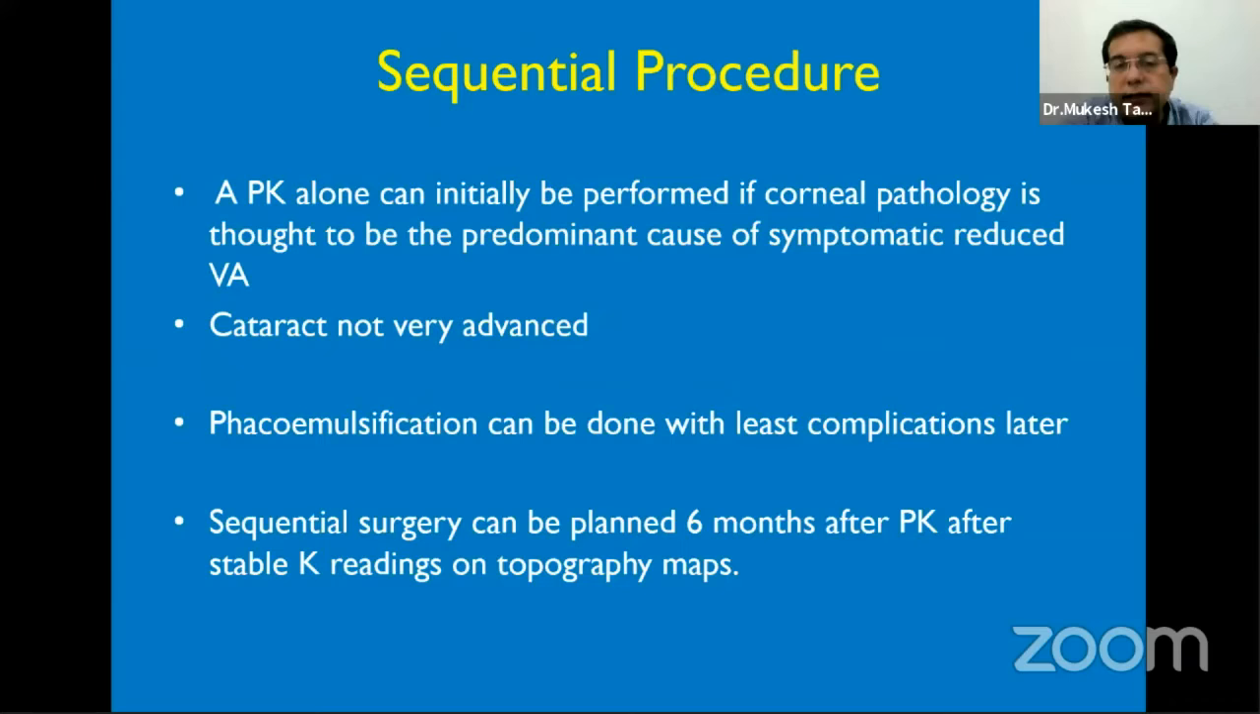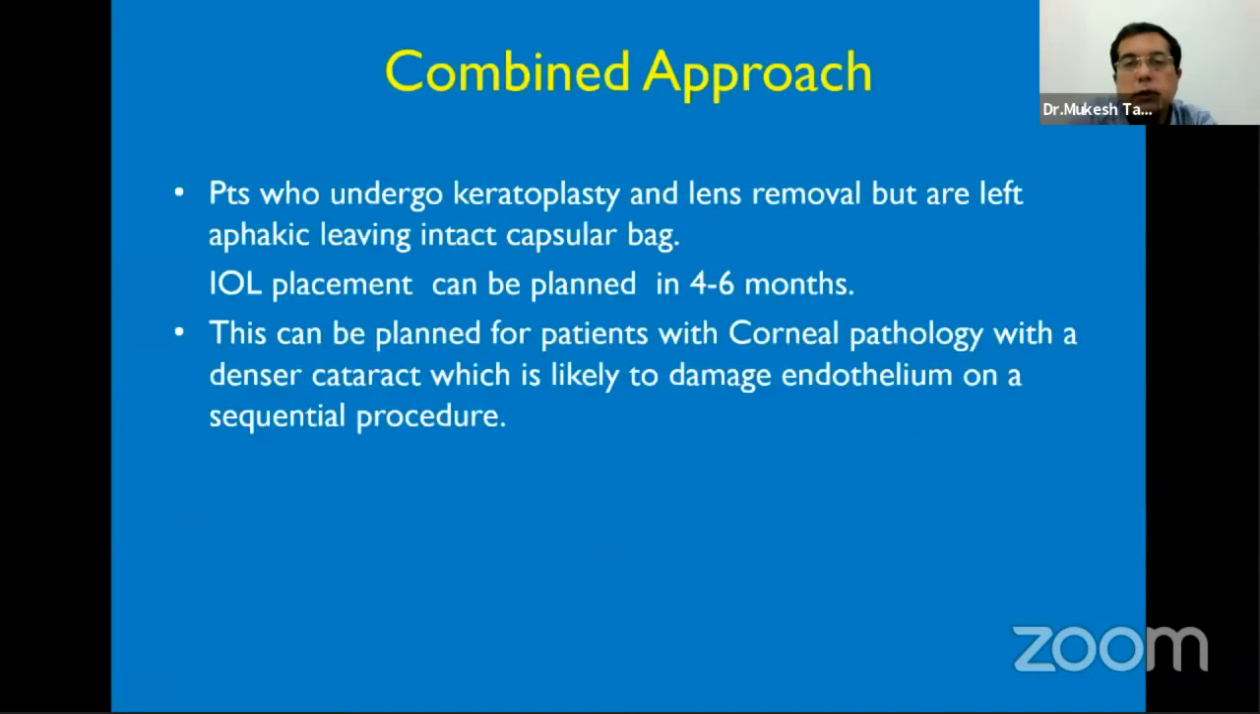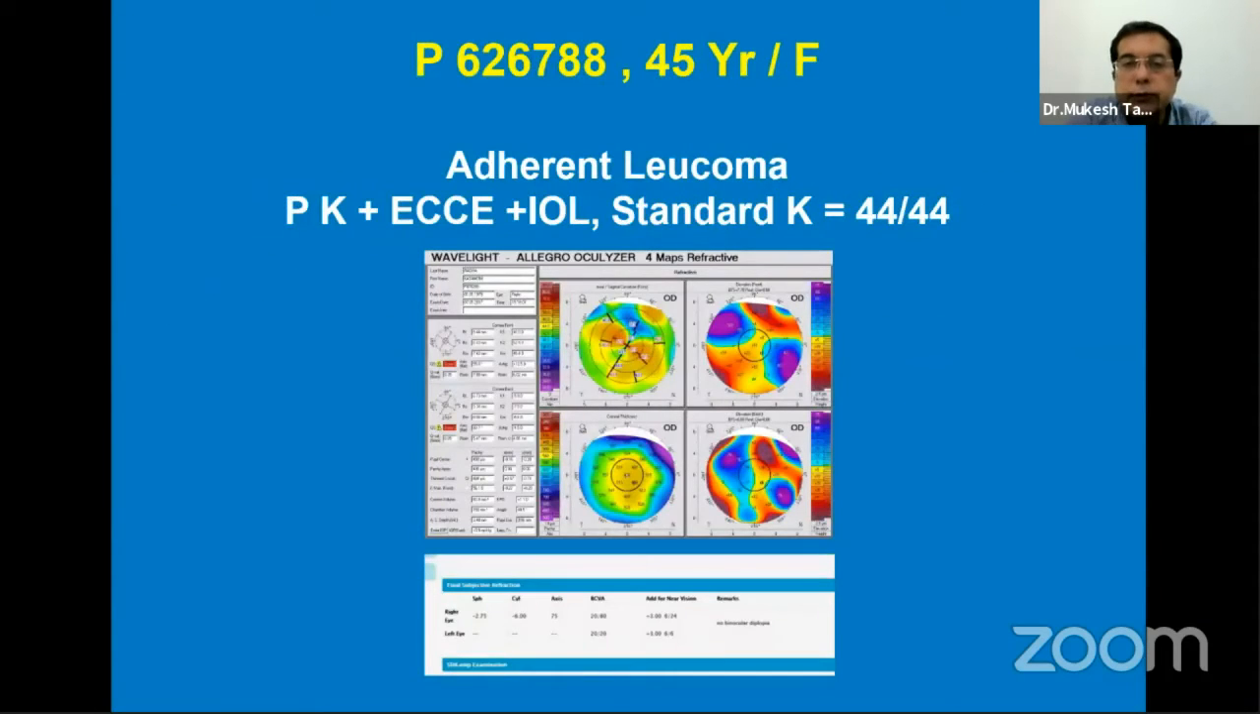However, if the cataract is not very advanced, I prefer to do a phacoemulsification 6 months after the PK. And where the cataract is very advanced, I prefer to remove the cataract and leave the patient aphakic, and implant the IOL after a proper biometry after 6 months. So the combined approach would be that you do a lens removal but do not put in an IOL.